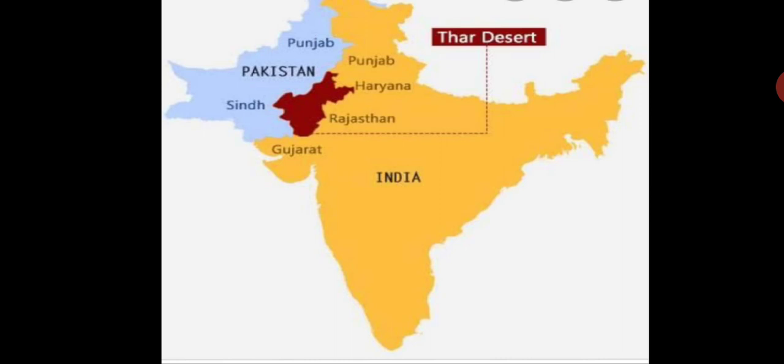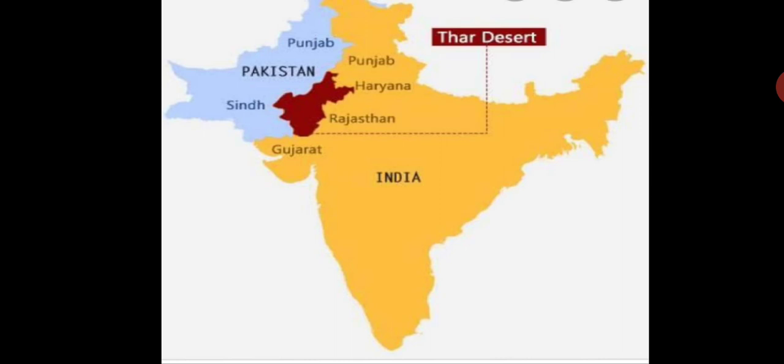See, children, in this map, the actual location of the Thar Desert is given. The red colored region is the Thar Desert region of Indian territory, and some portion of the Thar Desert is also located in Sindh province of Pakistan.